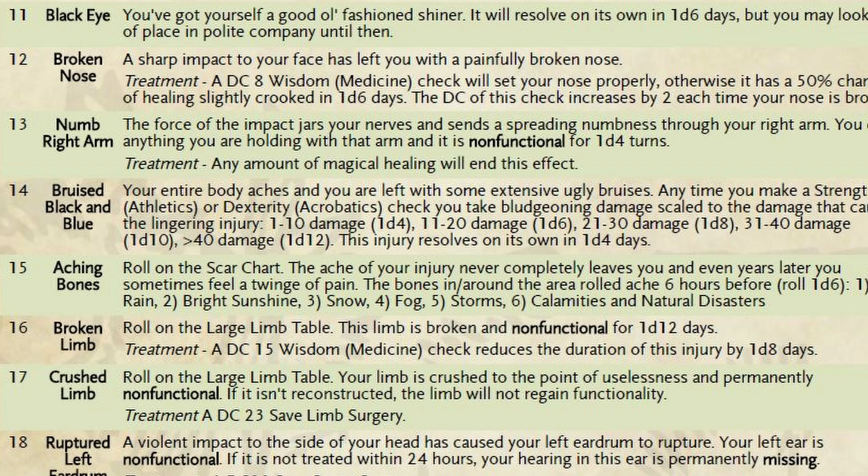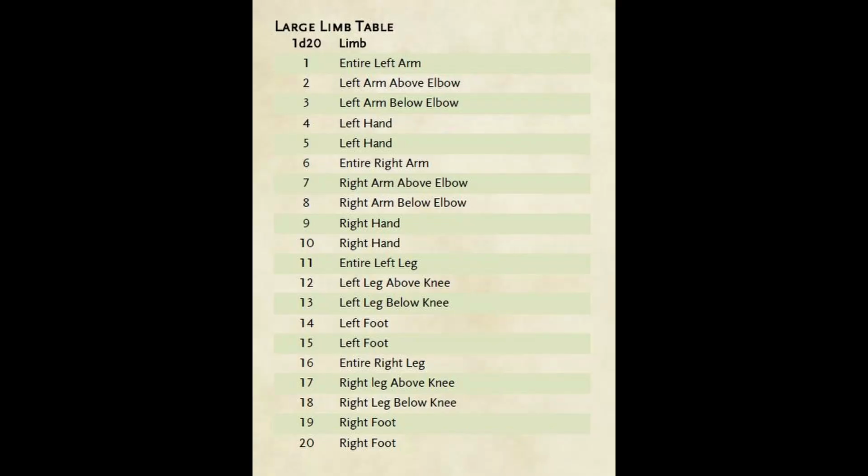Roll on the large limb table. So there's a large limb table and a small limb table, I'm guessing. Your limb is crushed to the point of uselessness and permanently non-functional. There is a section in this book I will go over that goes through the non-functional aspects of what that means to a character. But if it isn't reconstructed, the limb will not regain functionality. Treatment: a DC 23 save, limb surgery. So that's some scary stuff right there, right?